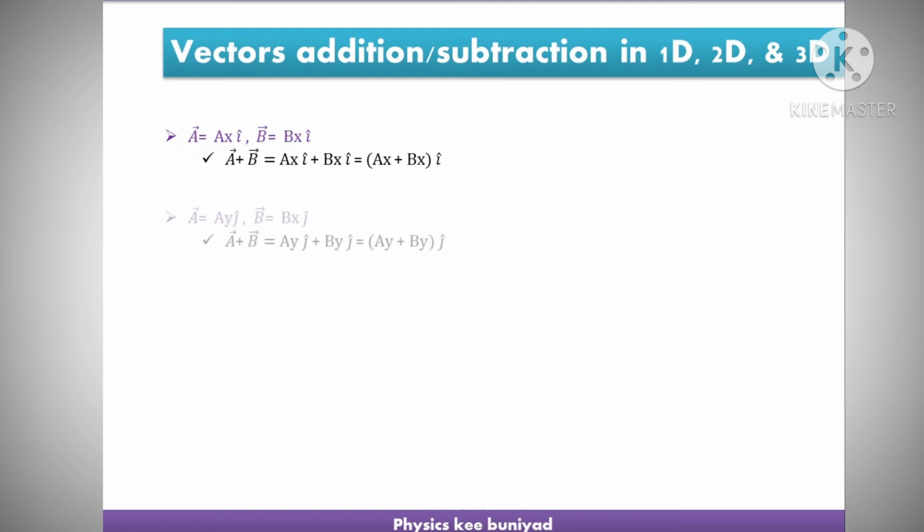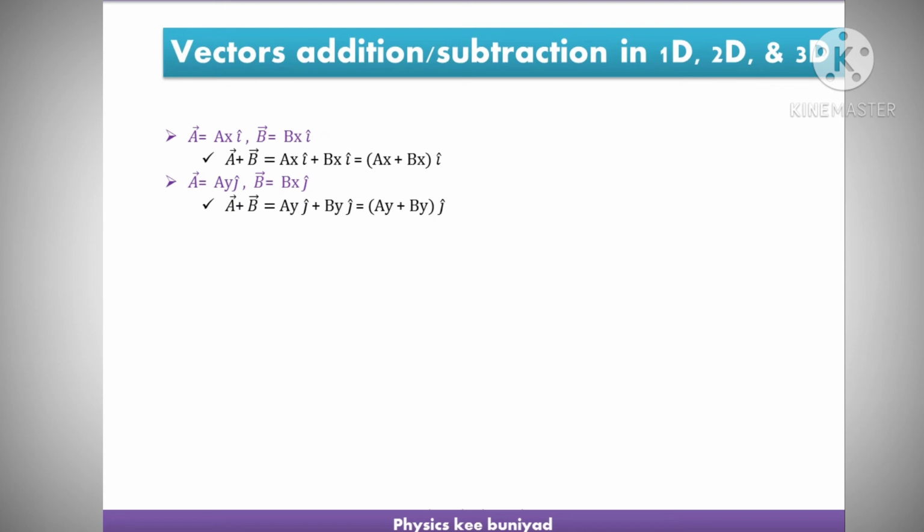Similarly, if a vector lies in the vertical direction, then we can write vector a equal to ay j cap and vector b equal to by j cap. And in a similar way, if we add a plus b, we will get ay j cap plus by j cap, and if we take the common j cap, we will get ay plus by.